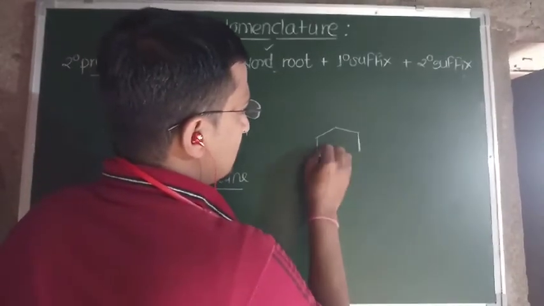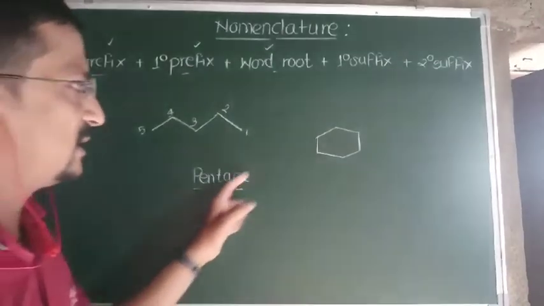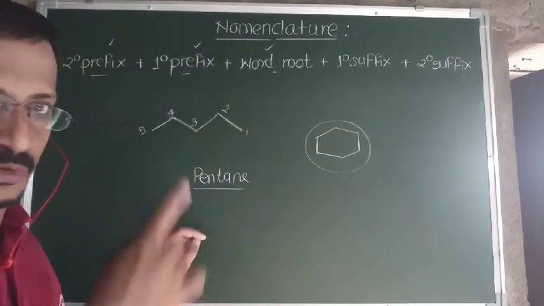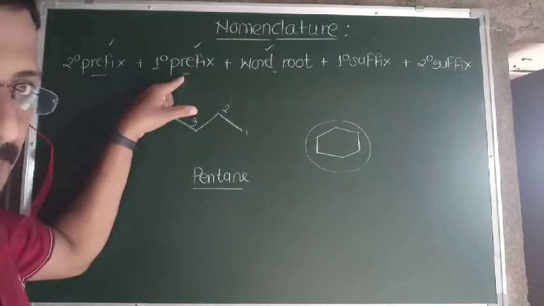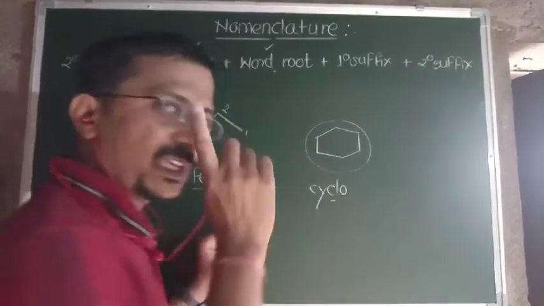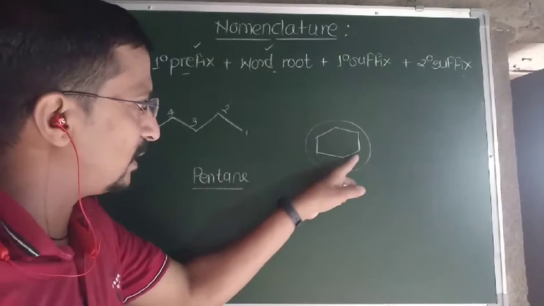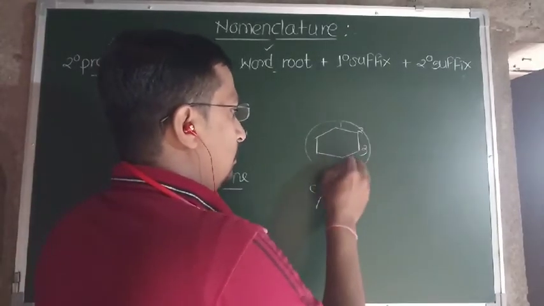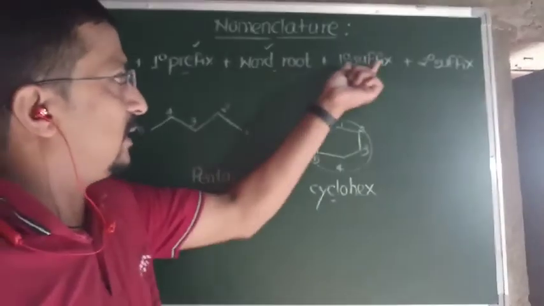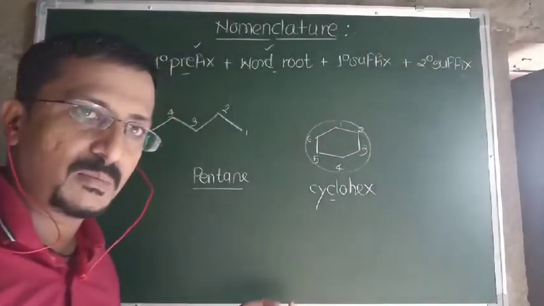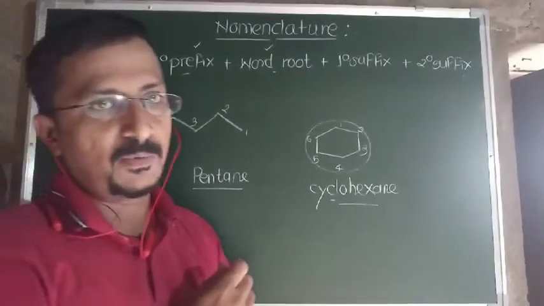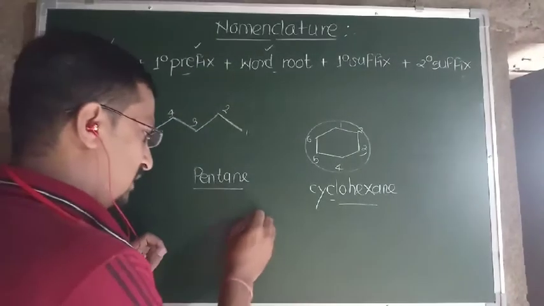If you consider it like this, okay. In this case, if you encircle it, there is no substituent, so there is no secondary prefix. Primary prefix: yes, the compound is cyclic in nature, so the word cyclo is used. Word root: just count the number of atoms, 1, 2, 3, 4, 5, 6. It is a 6-membered ring, so hex is used. Primary suffix: all are carbon single bonds, so ane. Secondary suffix: no functional group. So the name of the organic compound is cyclohexane.